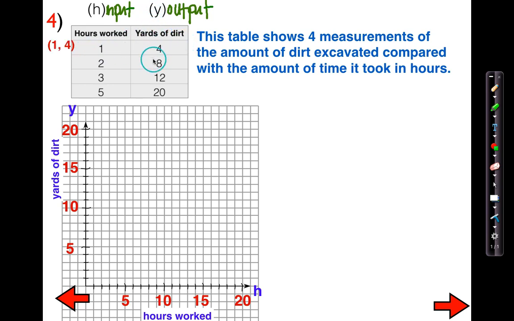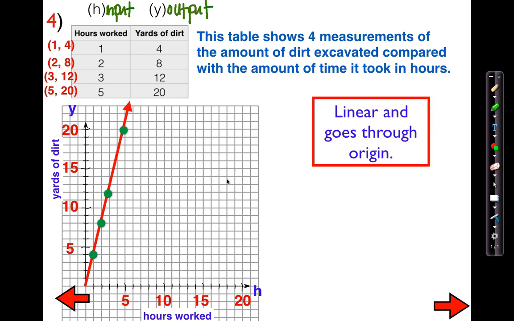So let's start graphing. We're going to graph 1 comma 4. We're going to graph 2 comma 8. We're going to have 3 comma 12. And we're going to graph 5 comma 20. So looking at this graph, I notice it's linear. I notice it goes to the origin. So already I know it's a proportional relationship. But let's find that constant of proportionality.